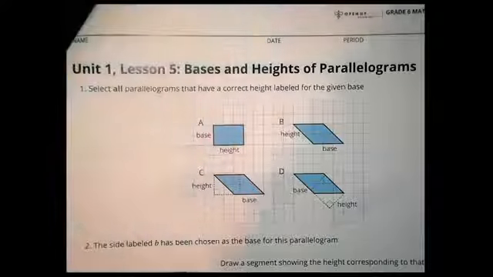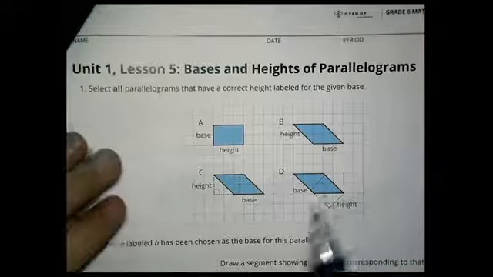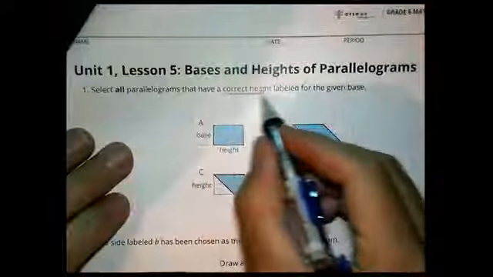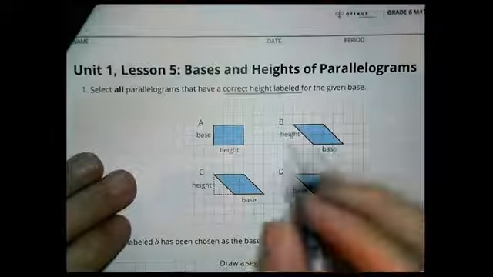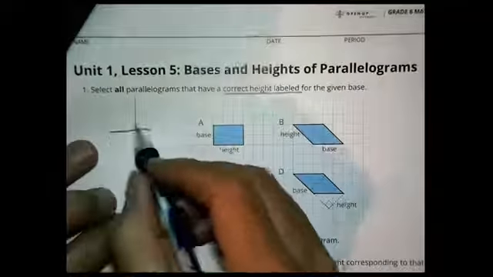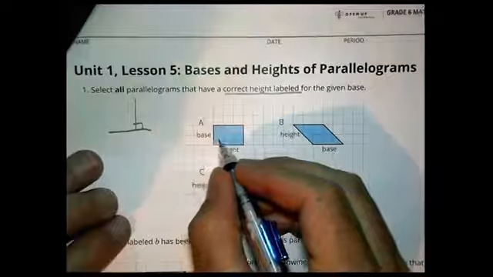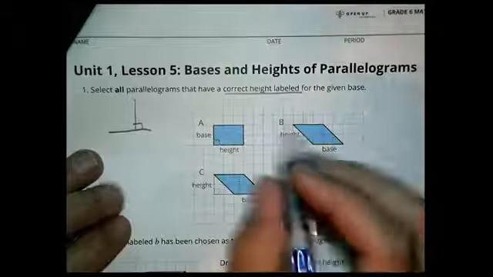Alright, homework time for Unit 1, Lesson 5, Bases and Heights of Parallelograms. Select all parallelograms that have a correct height labeled for the given base. To do that, it needs to come together and make that perpendicular line and have that 90-degree angle. So looking here, we can see a height and base joined together, 90-degree angle.